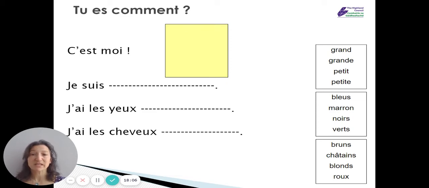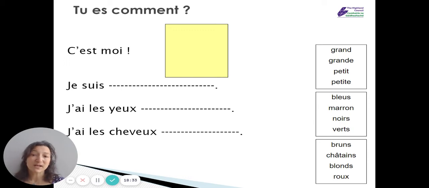Je suis, I am, je suis, and then there are 4 options, grand, grande, petit or petite. What would be the most appropriate one? And you might project this and use an example on the board and fill it in for yourself with your class and try to explain why and get them to explain why. And then look at the colour of the eyes and the hair. And again, all the words are there.